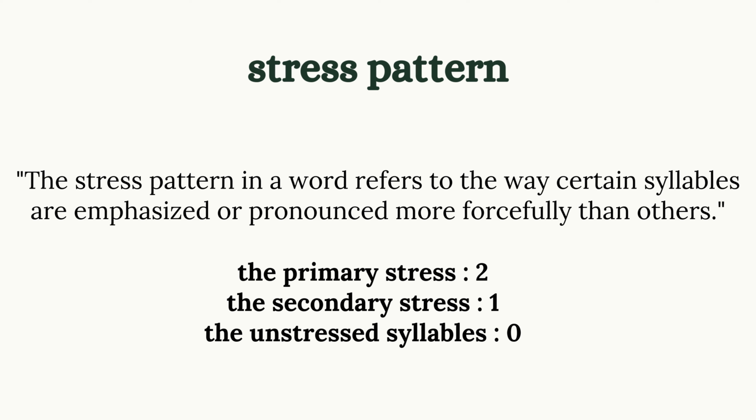Let's explore the stress pattern in English words. The stress pattern refers to how certain syllables in a word are emphasized more strongly than others. To help us understand this, we use a simple system. 2 indicates the primary stress, the syllable that is emphasized the most. 1 indicates the secondary stress, a syllable with less emphasis than the primary stress, but still stronger than others. 0 indicates unstressed syllables, which are pronounced weakly.